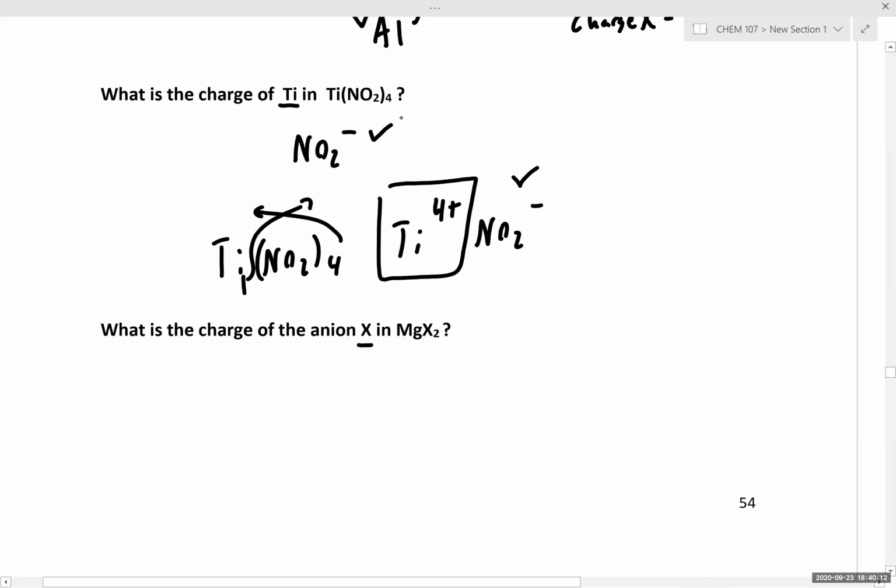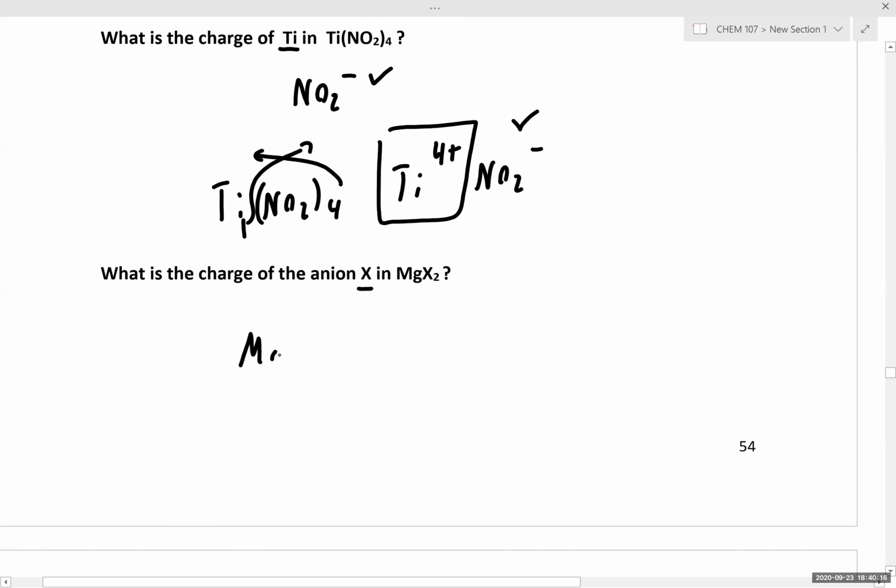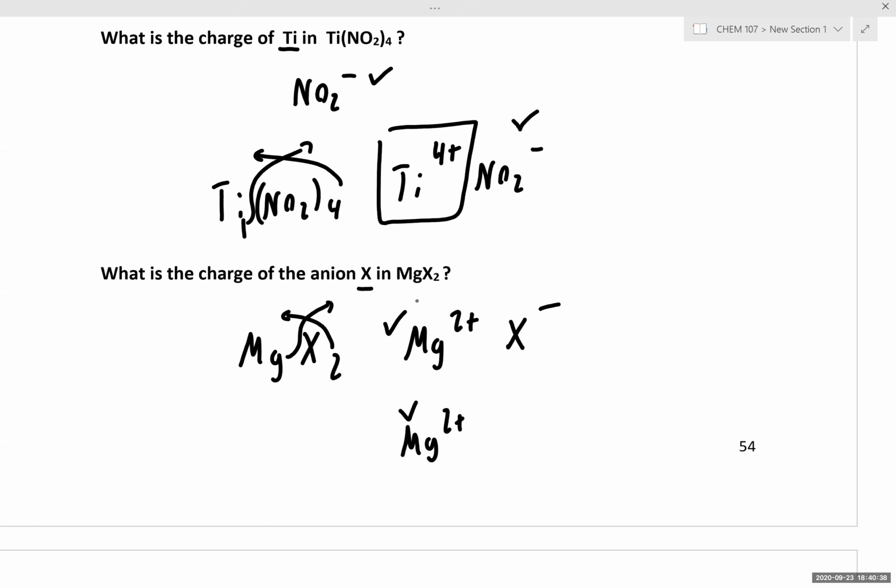Any questions? Looking at the next example, where we have a compound containing magnesium and an anion X, if we reverse cross our charges, we get magnesium 2 plus and X minus. And that matches our indicated and known charge for magnesium. Do these examples make sense to everyone so far? Any questions before we look at another set of examples?